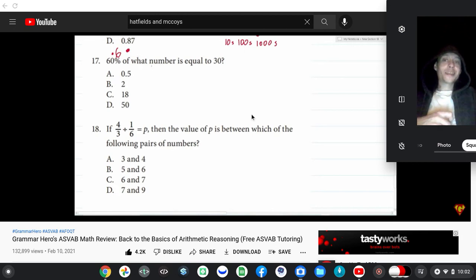What number? Well, when you have an unknown number in math, you can call it x. An unknown is equal to 60% of what number is equal to 30. 0.6 times x. X is a number. It's not an option, but it's a number. 0.6 x equals 30.